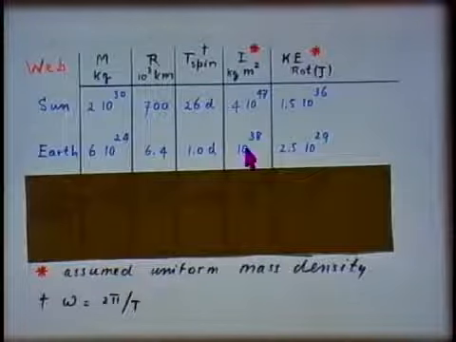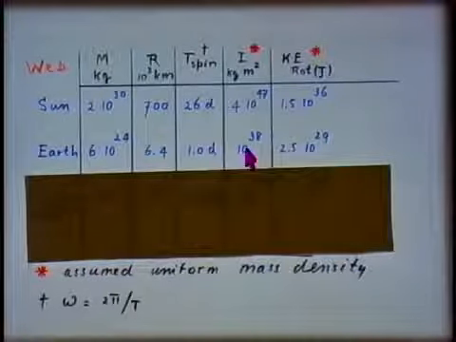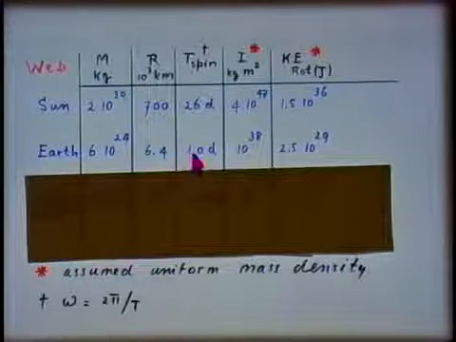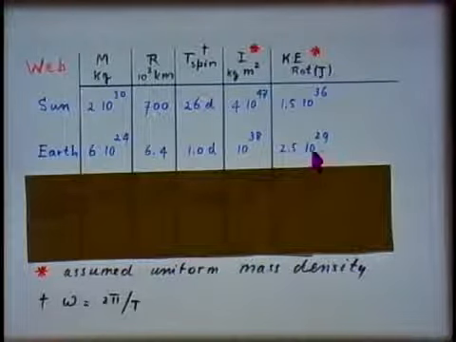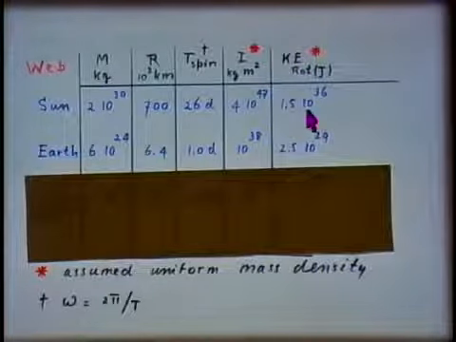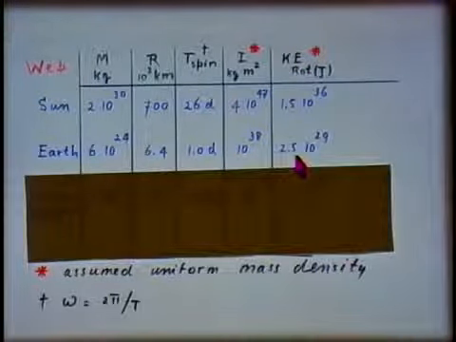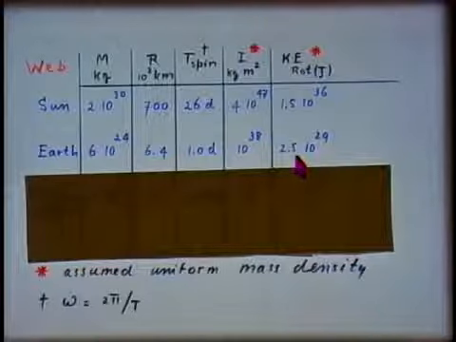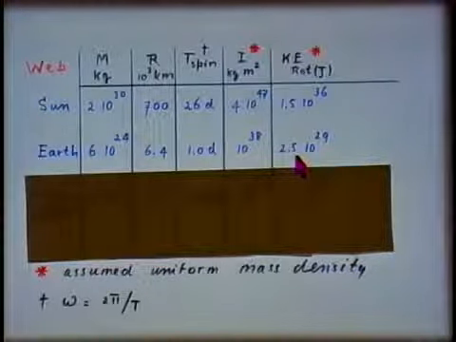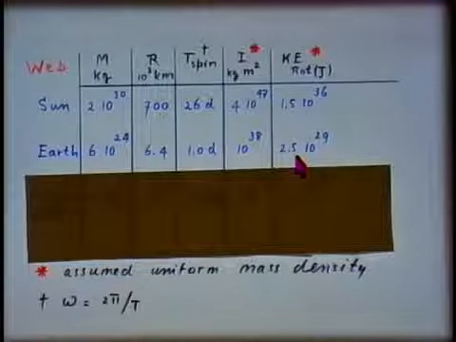Now I want to know how much kinetic energy of rotation these objects have. Well, the Sun rotates about its axis in 26 days, the Earth in 1 day, and so I finally convert everything to MKS units, and I find these numbers for the rotational kinetic energy. Now look at the number of the Sun. 1.5 times 10 to the 36 joules.